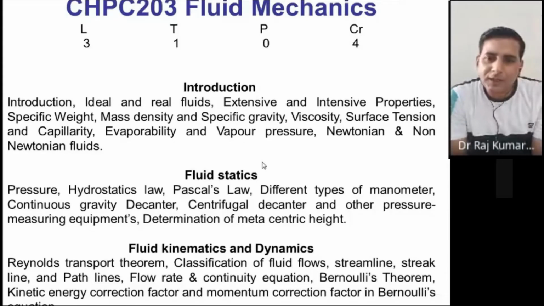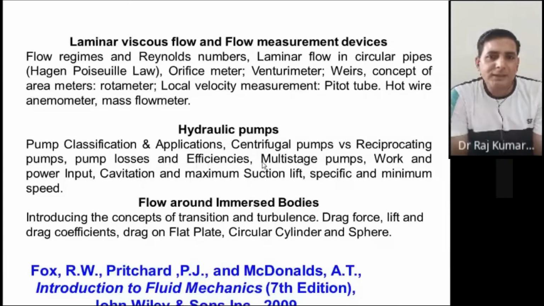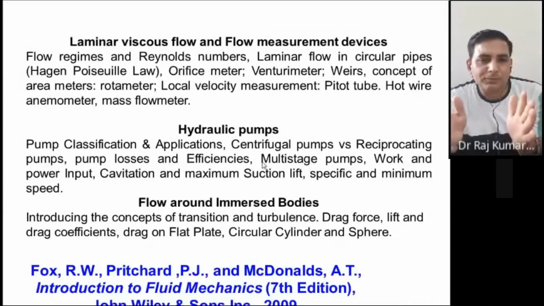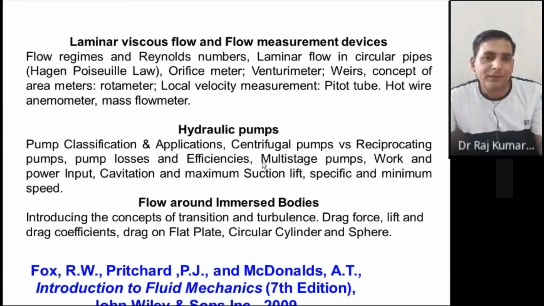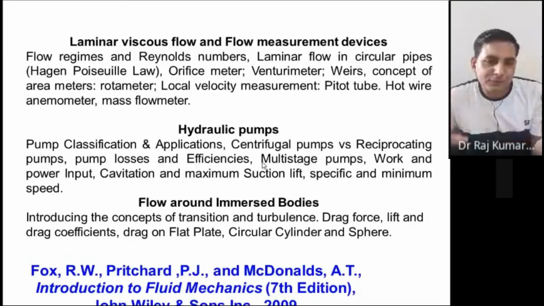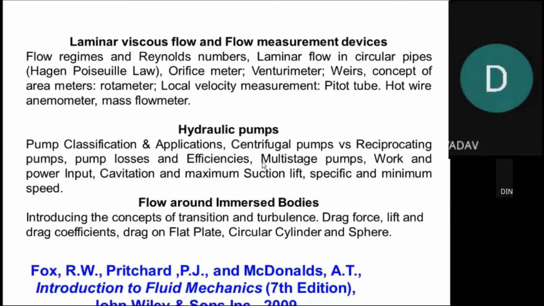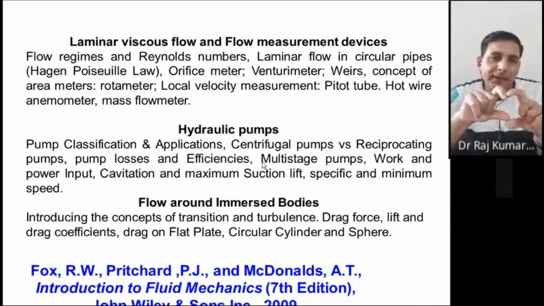Next topic is laminar viscous flow and flow measurement devices. That means how would you characterize the flow? What type of flow is it? Because you might have heard the term ideal so far: ideal fluid, ideal material. Ideal means its properties should not change. So the ideal fluid is the laminar, Newtonian fluid.